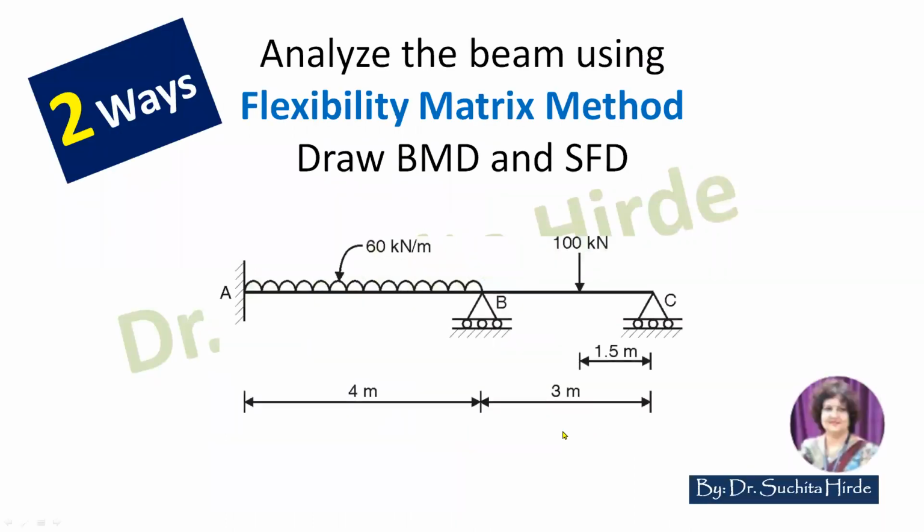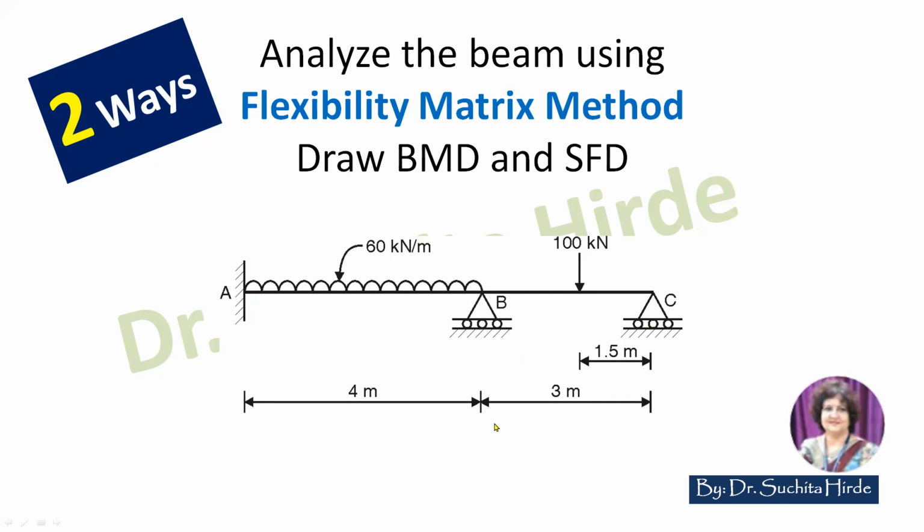So for that, we will consider this beam. This is a continuous beam with three supports. Support A is fixed support and B, C are roller support. So there are total 5 reactions in the beam, 3 at A and 1 each at B and C.